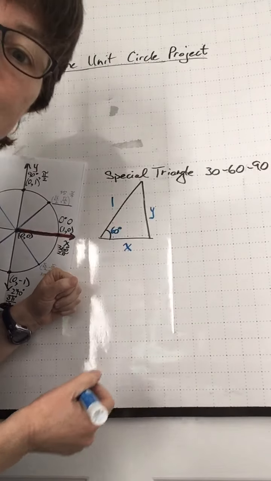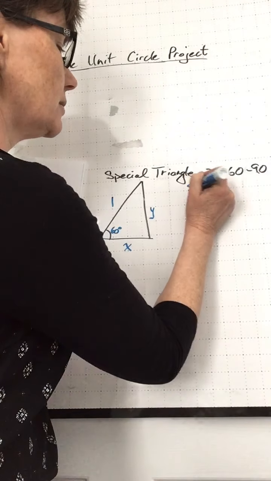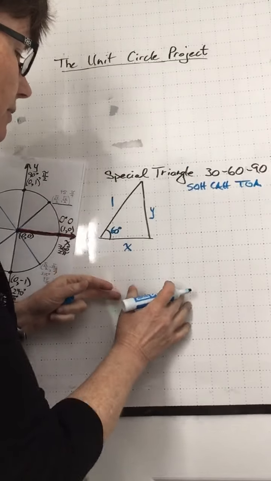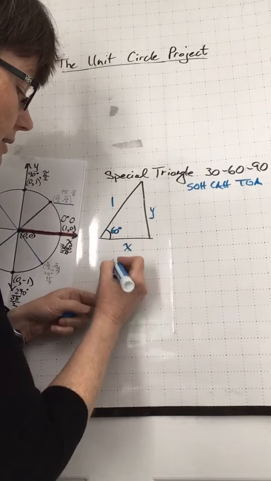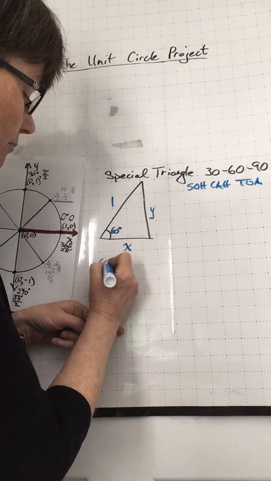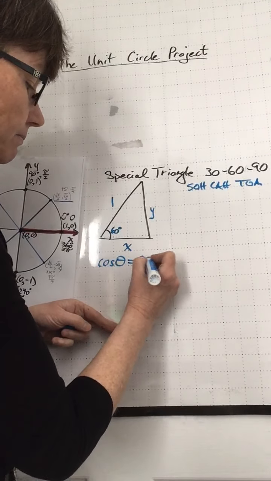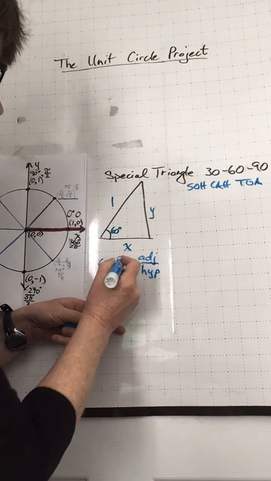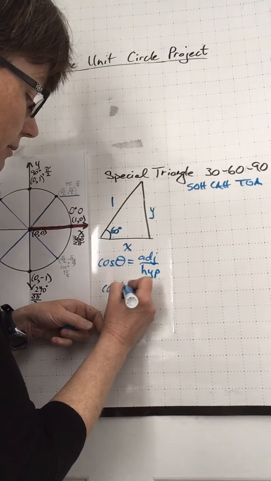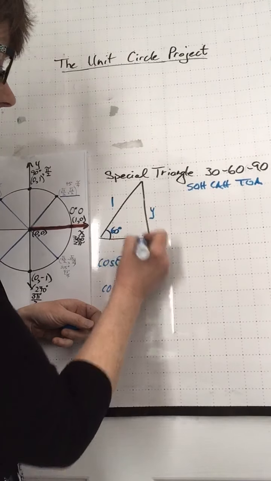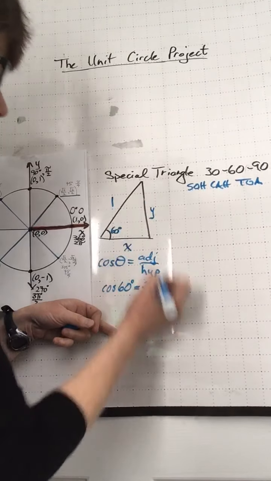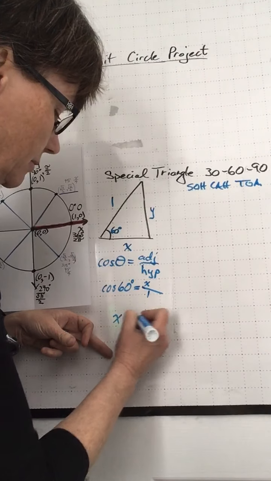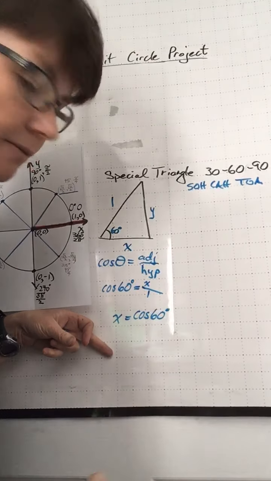Here we can use right-angle trigonometry. So remembering SOHCAHTOA again, right-angle trigonometry to determine the lengths of these other two sides. Let's start with our x. We use cosine of theta is equal to adjacent over hypotenuse and fill in what we know. We know that theta is 60 degrees, we know the adjacent, we're calling it x, and the hypotenuse is equal to 1. So x will be equal to the cosine of 60 degrees.